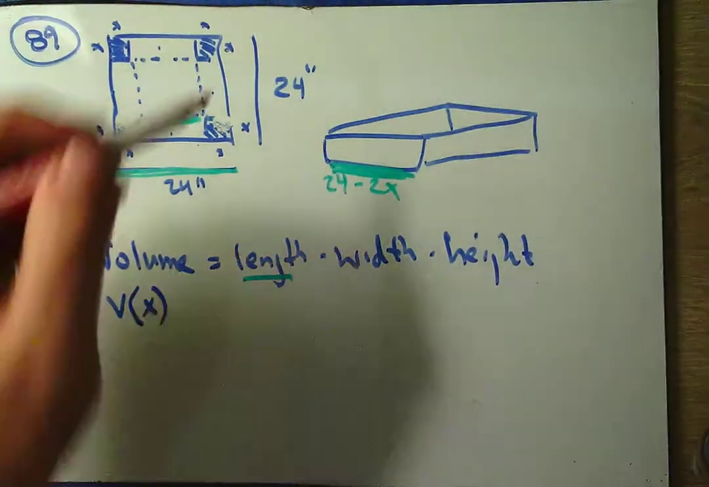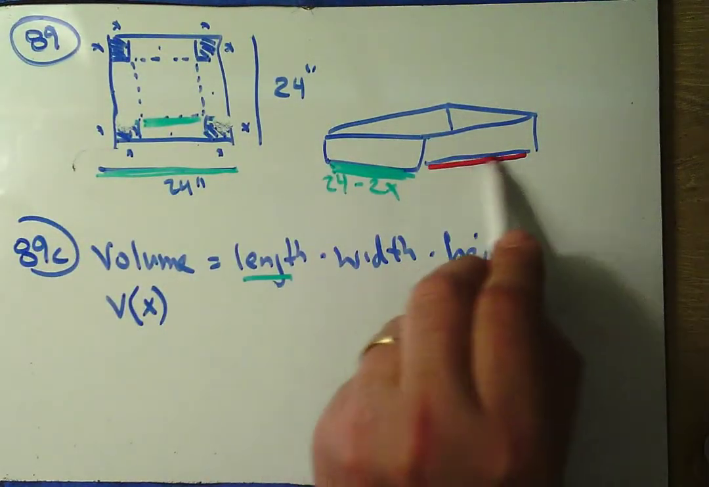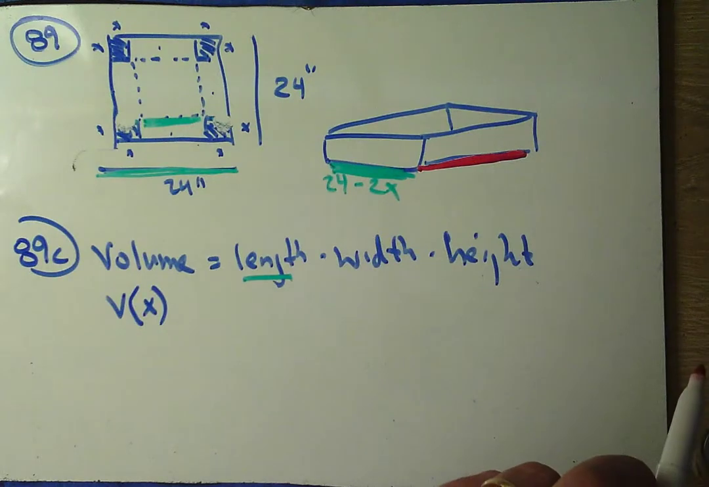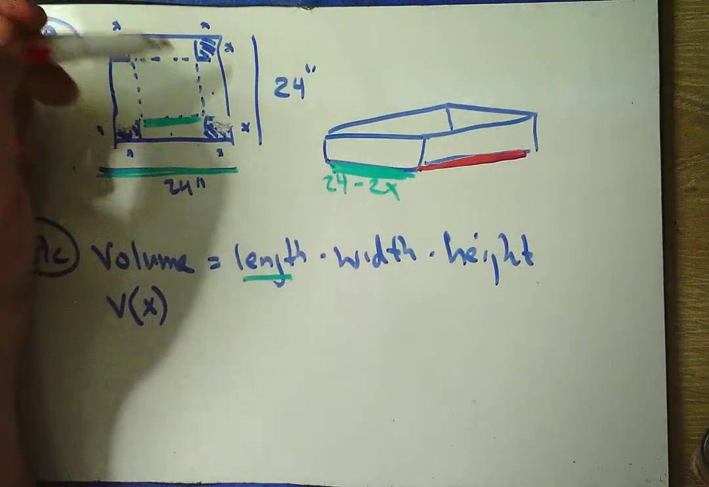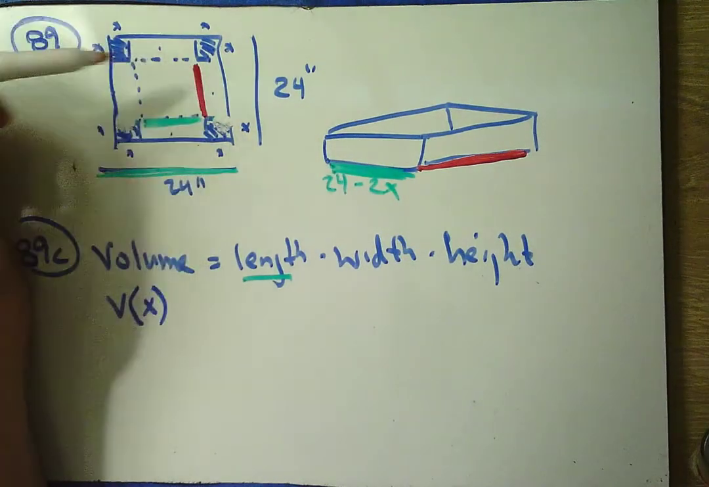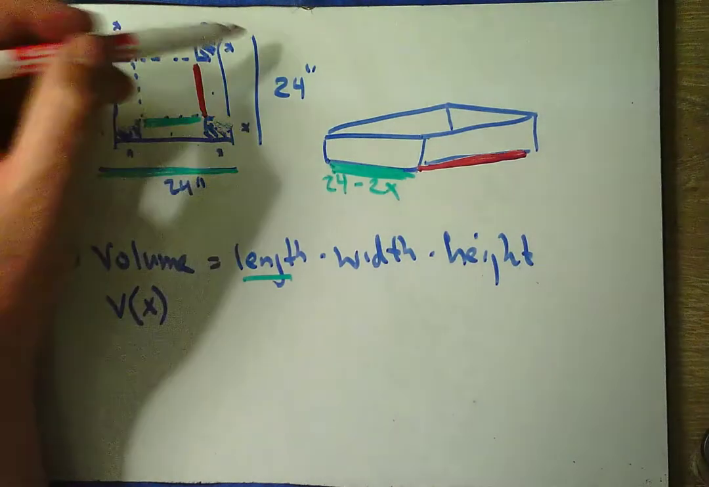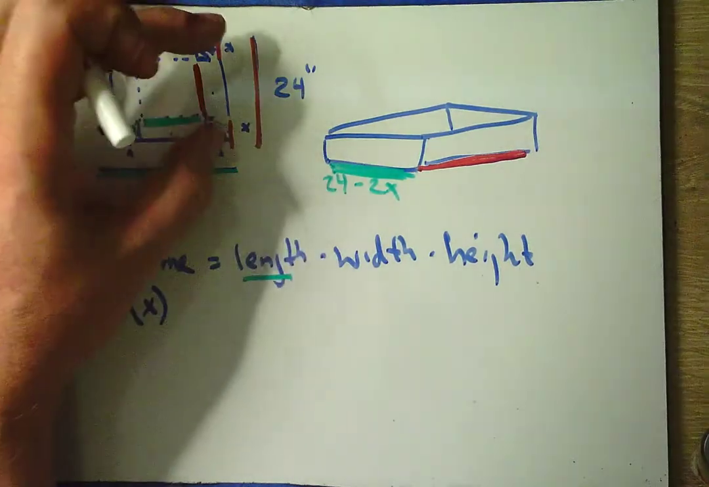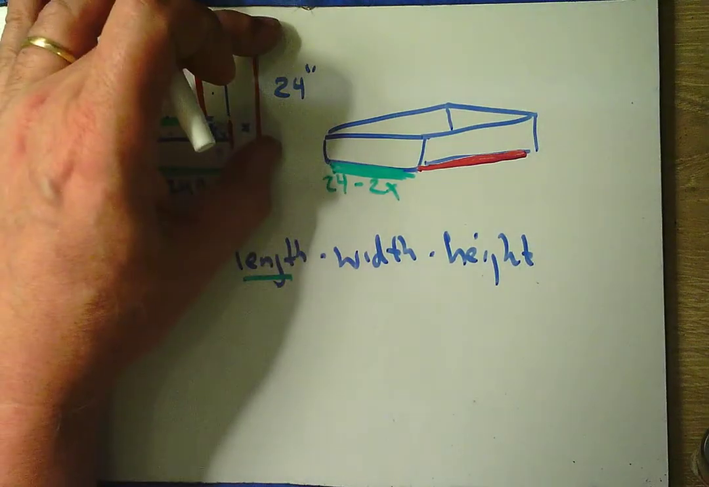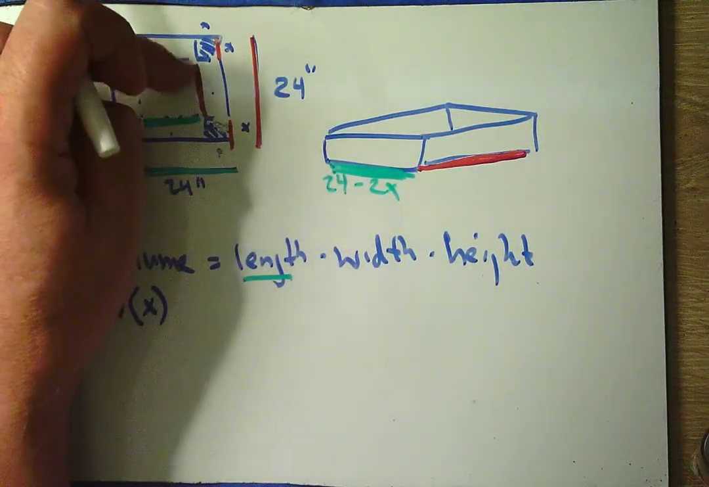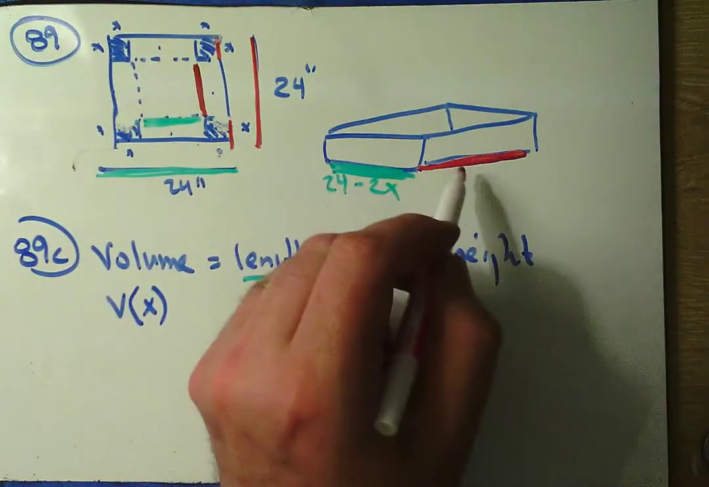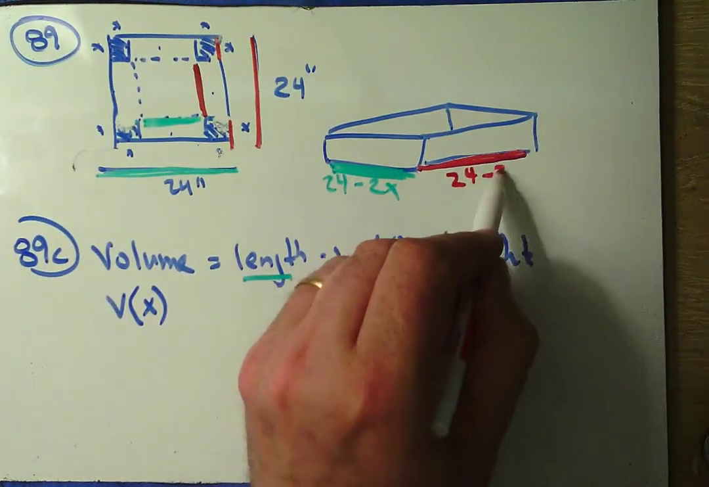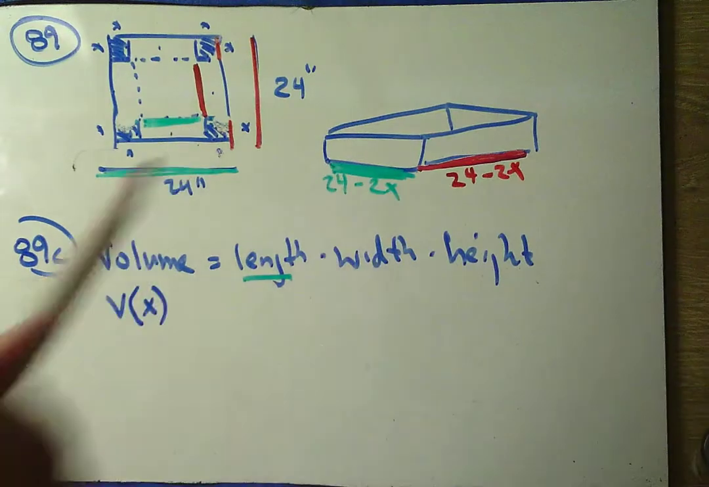What about this length, which we can call the width of our box? Well, that corresponds to this over here. Notice this is 24, this is x, this is x. If we take these x's away from this 24, we'll have our width of our box. So that'll be 24, again, minus 2 x's.